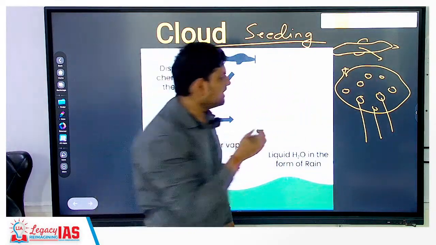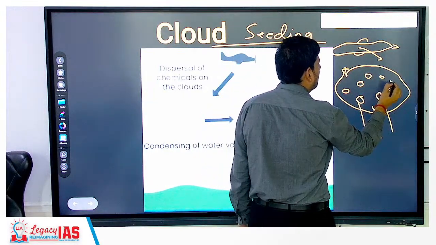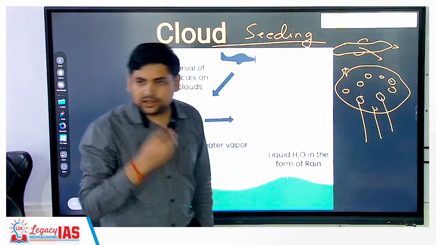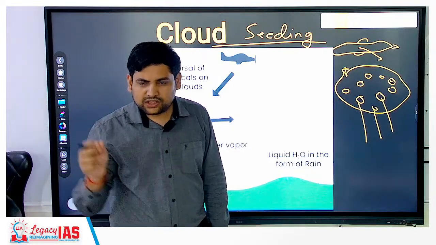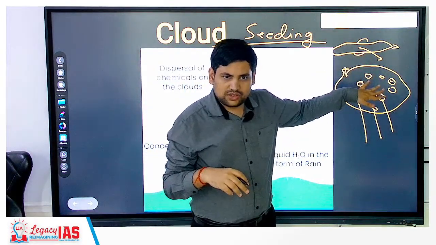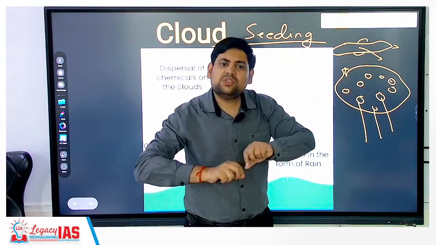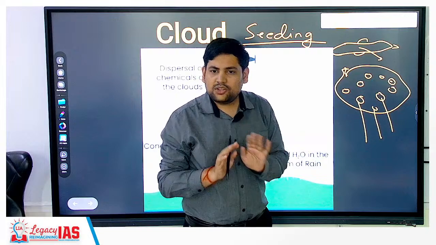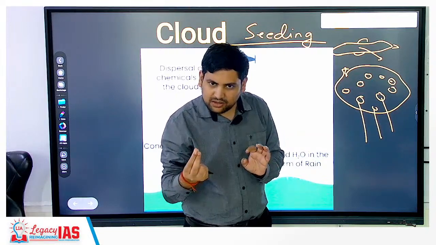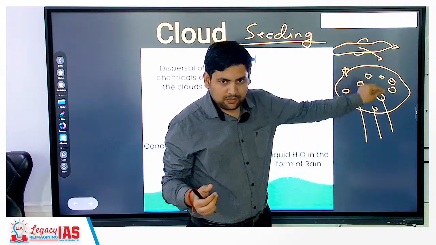So these nuclei, for example, these iodides, potassium iodide, all these will be thrown onto the clouds. Clouds are available, they just don't have enough moisture or conditions to fall. They have some moisture, so everything is there, they are just lacking by a bit. Then what you will do, you will drop these nuclei.